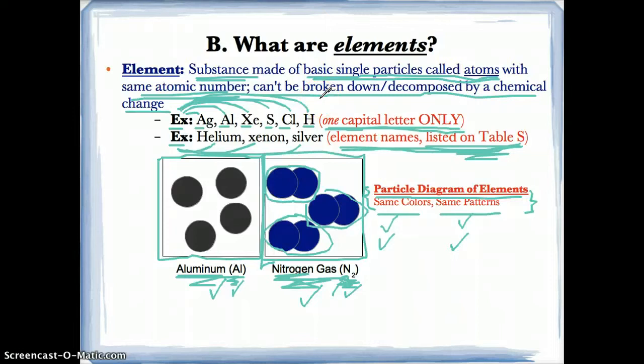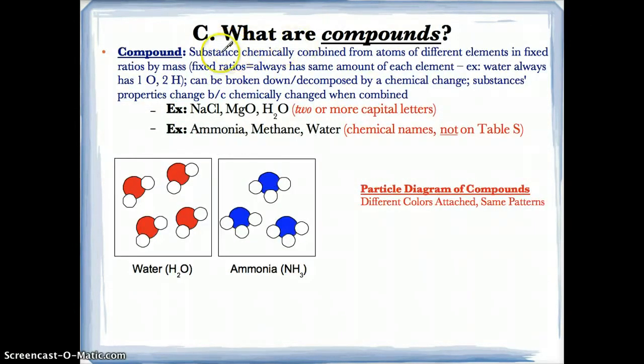How you can tell that something's an element is based on it having one capital letter only in its chemical symbol, its element name or chemical name being listed on table S, and the particle diagram having the same color and the same patterns everywhere. Okay? There you go. Now let's talk about compounds.